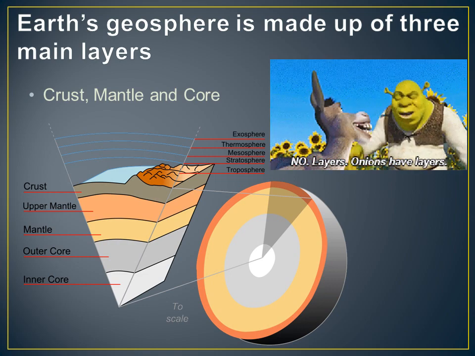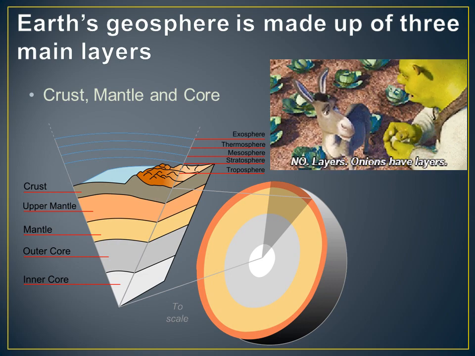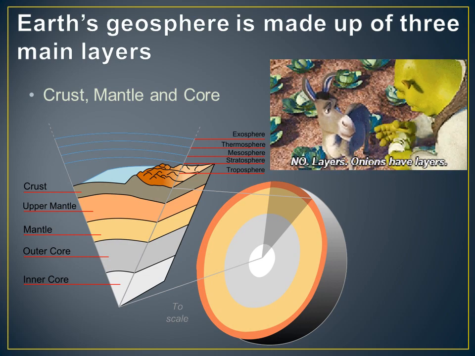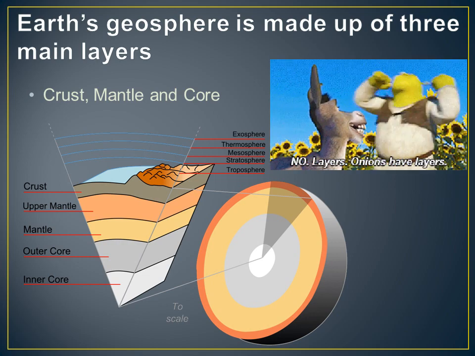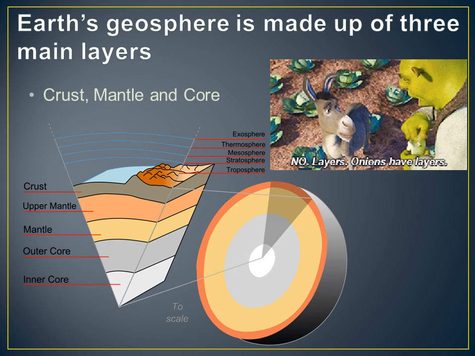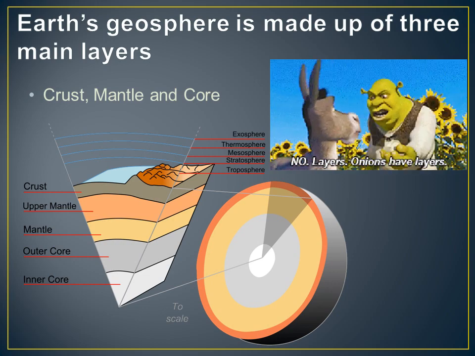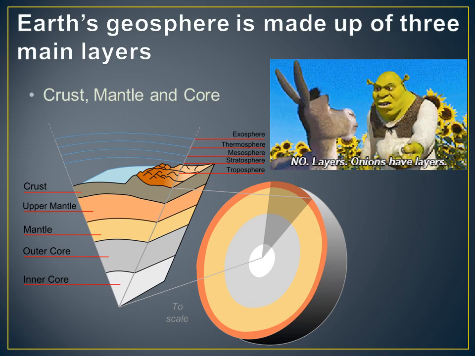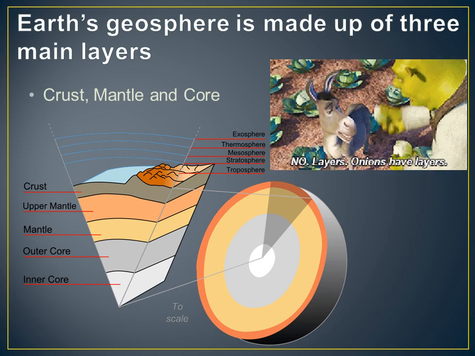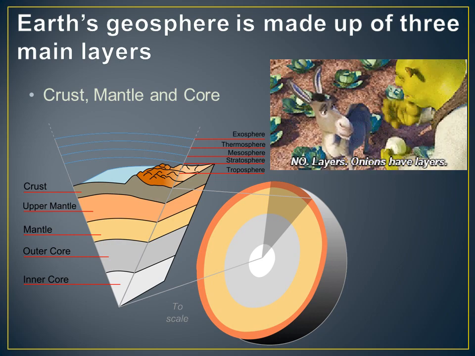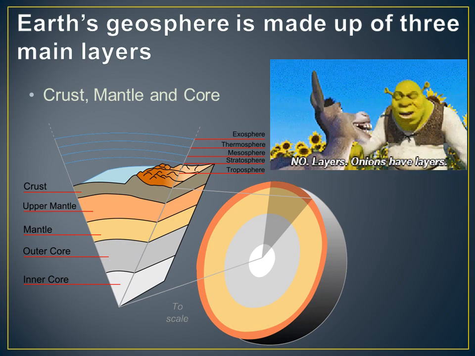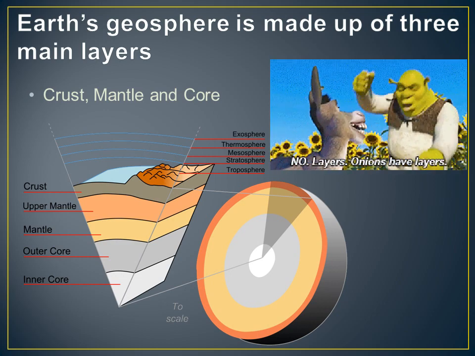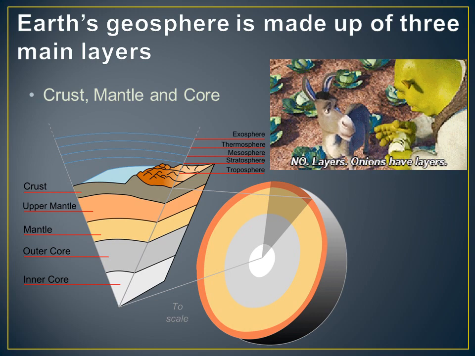So, to begin here, we need to understand that Earth's geosphere is made up of 3 main layers: crust, mantle, and core. For anybody that's seen the movie Shrek, which is the little gif there of the donkey and ogre, Shrek is telling the donkey, no, onions have layers. It's just like the earth. The earth has layers, and each is a little different from the other.